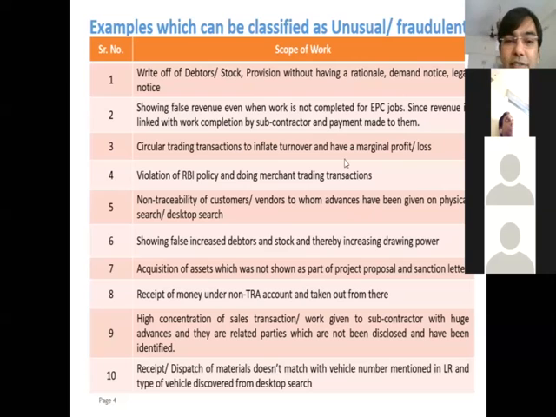So any questions as far as lender-based forensic is concerned? I can move otherwise to the second part. Happy to take that. Mitesh, yeah.